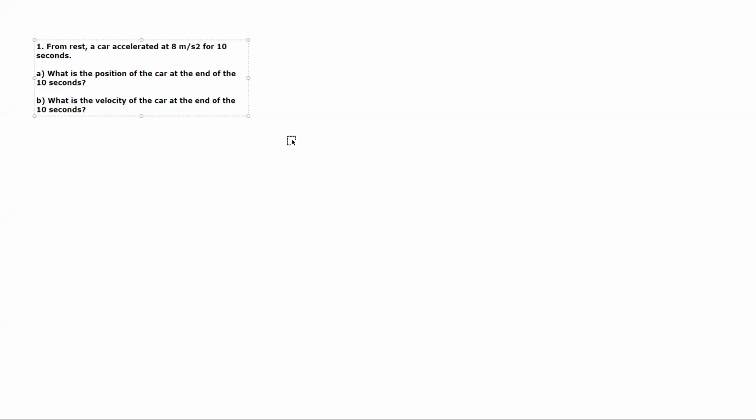So we have a problem which says that from rest, a car is accelerating at 8 meters per second squared for 10 seconds. We need to find the position of the car at the end of those 10 seconds, so where is it located in relation to its original point? And what is the velocity of the car at the end of the 10 seconds?